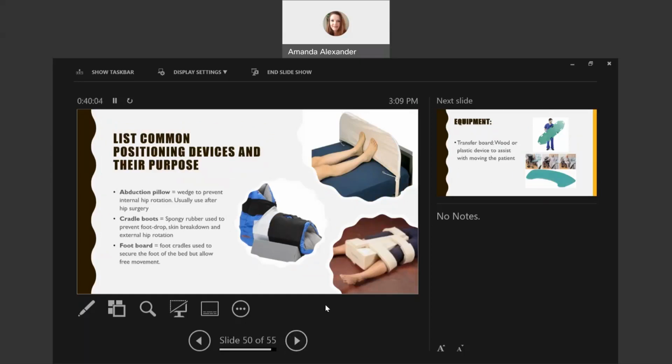Here are some other common devices: the foot board, the cradle boot, and the abduction pillow. The abduction pillow is a wedge used to prevent internal hip rotation. So this is often used for patients that have a hip replacement. The cradle boot is for patients to prevent skin breakdown on the ankle or the heel because they're bed bound or chair bound. The footboard is to prevent foot drop.